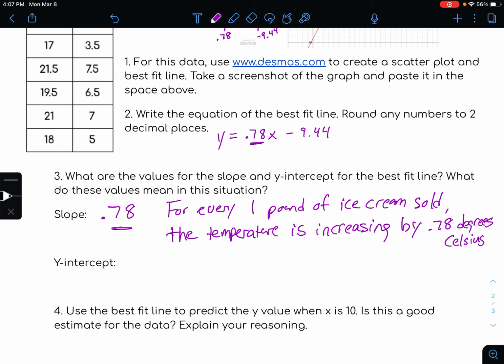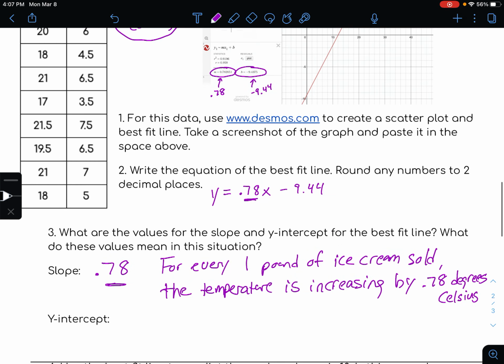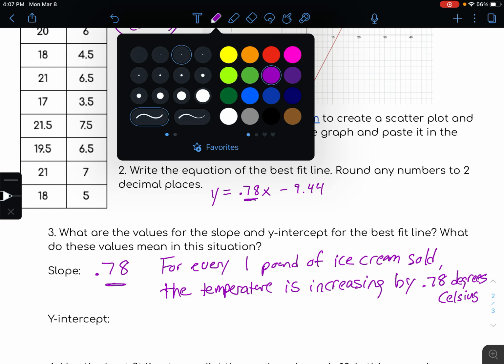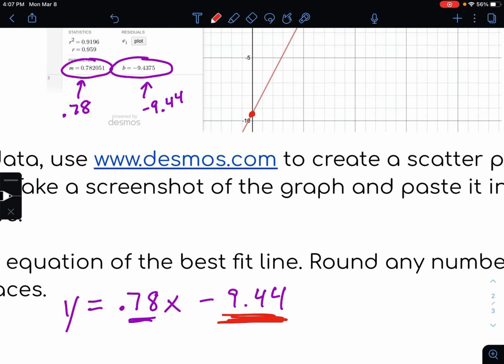All right, so we practiced that the last couple of days. And again, the meaning of the slope is how much the y is changing for every 1x. Now I did go back and take a look here on the graph at the y-intercept value, which is negative 9.44. Notice we can see that on the graph also. Here it is, 0, negative 9.44.